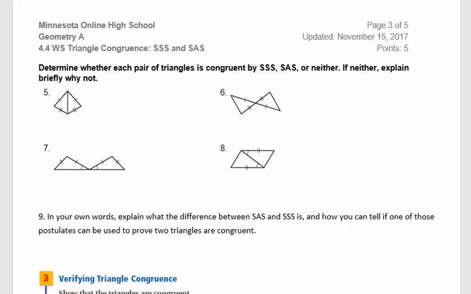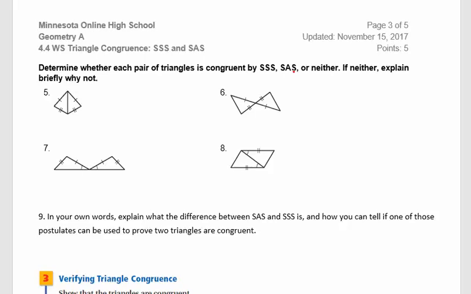All right, so in this one, you just have to write SSS, SAS, or neither. And if it's neither, explain why not, like angles not included or something like that. So in 5, you might have to use something like vertical angles or reflexive property to find if the other side, since only two sides are marked congruent, but they also share a side that would be congruent. So you decide whether this would be SAS or SSS. It's going to be one of those.